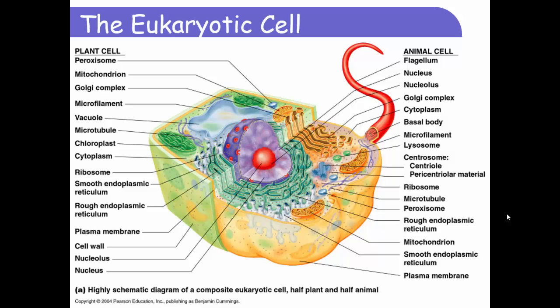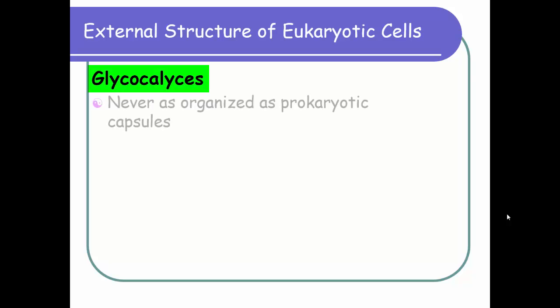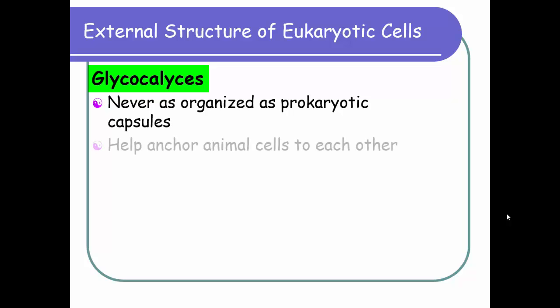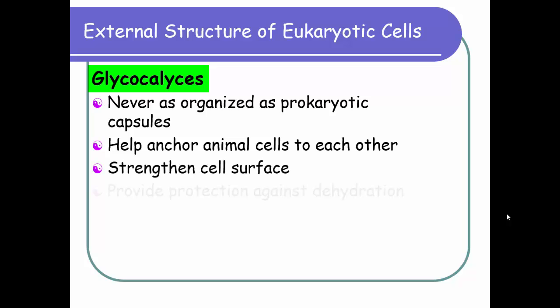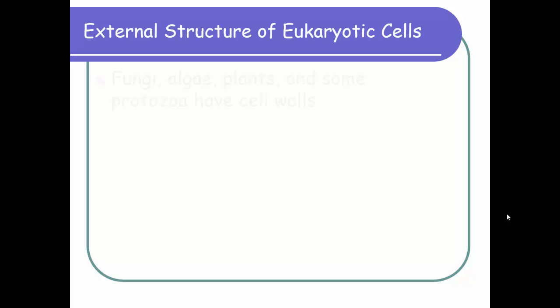The eukaryotic cell. Most of this should be review for you, but we will go through this fairly quickly. Eukaryotic cells also have glycocalyces. They're never as organized as prokaryotic capsules. They're more similar to the slime layers. They help anchor animal cells to each other, and in fact, the cells produce these as part of the tissue matrix. They help strengthen the cell surface. They provide protection against dehydration, and they function in cell-to-cell recognition and communications within tissues and organs.